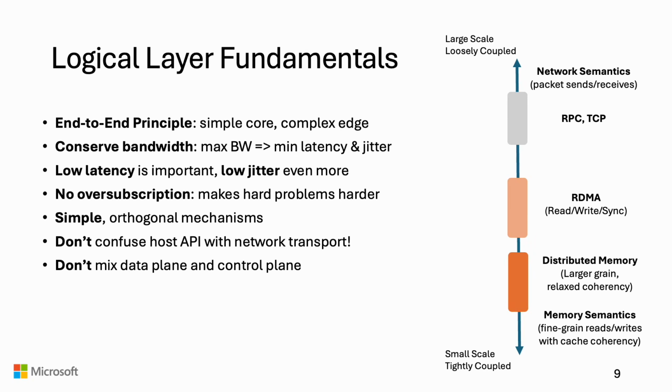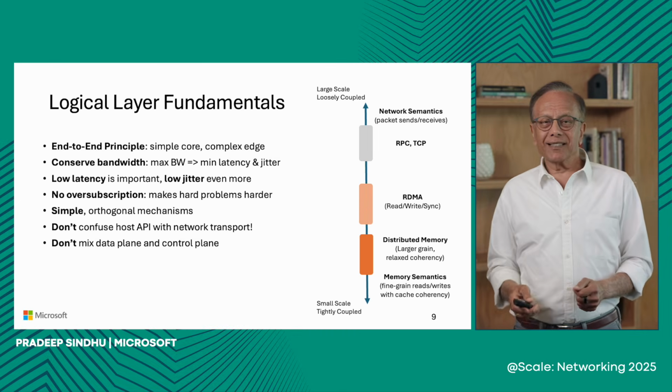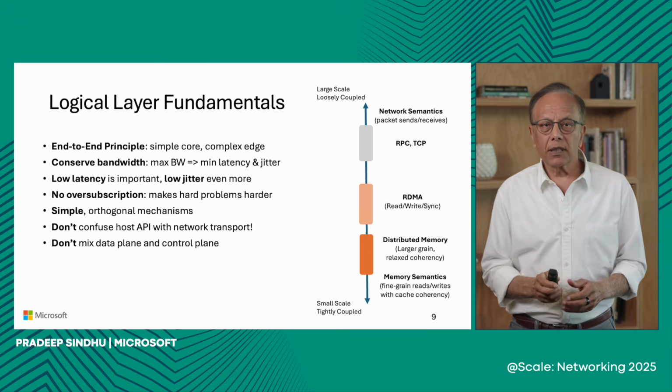So distributed memory, for example, which is very close to the semantics of memory, except for cache coherency. And then you have RDMA. And then above that, you have semantics like RPC and TCP, which are also useful in these computations. But across all of these, there are some principles that are important to underline.